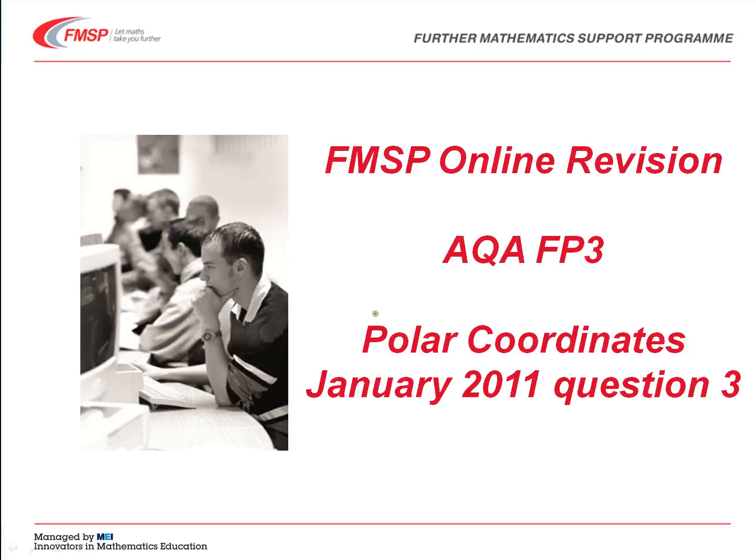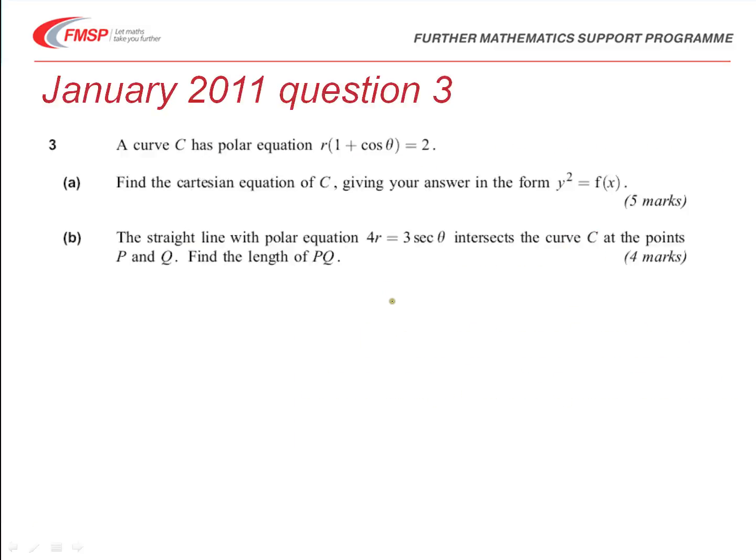Welcome to this online revision session for AQA FP3, in which we're going to look at the January 2011 question 3 on the topic of polar coordinates. As you can see, we're given the polar equation r times (1 plus cos theta) is equal to 2. First part is we've got to transform that into the Cartesian equation.